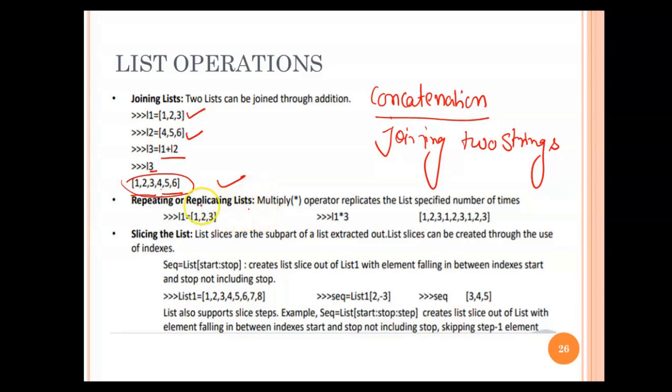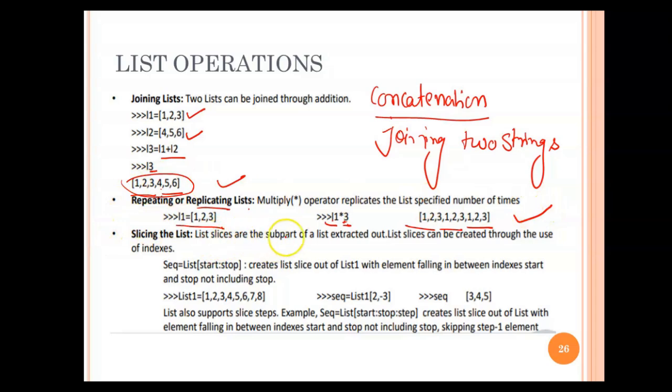Now we have repeating or replicating a list. The multiply operator replicates the list a specified number of times. Here you can see there is a list, we have 1, 2, 3, and if we are multiplying it by 3, what does it mean? We are repeating this list 3 times. This is called the replication operator. 1, 2, 3, 1, 2, 3, 1, 2, 3. Done.